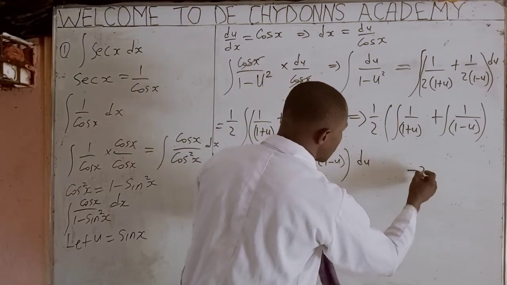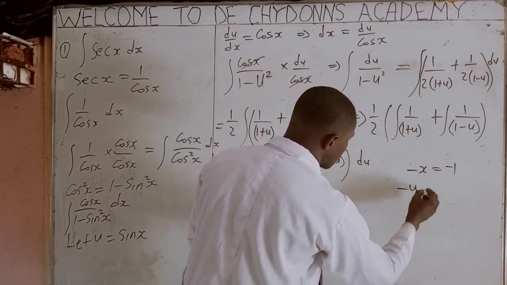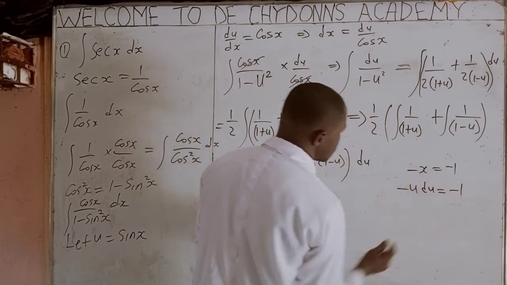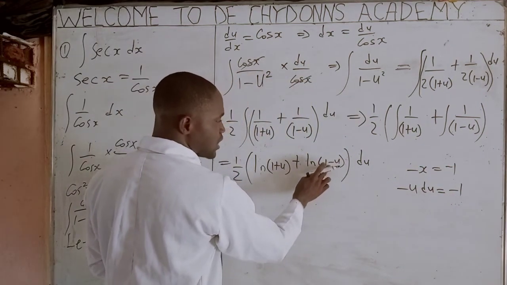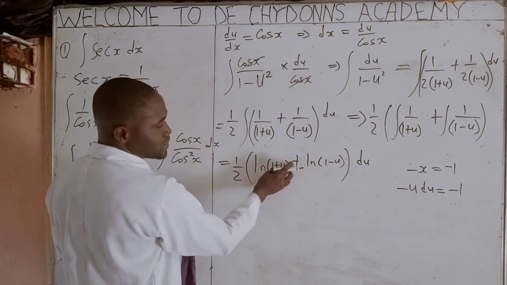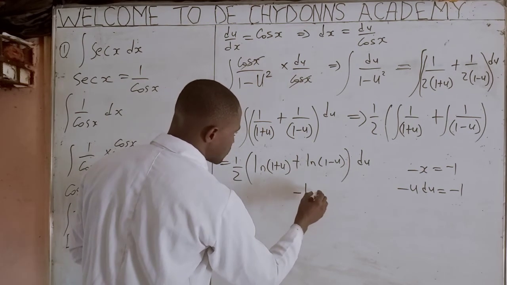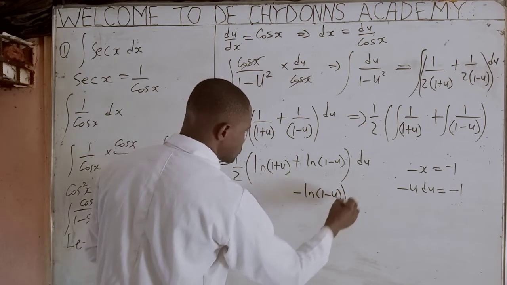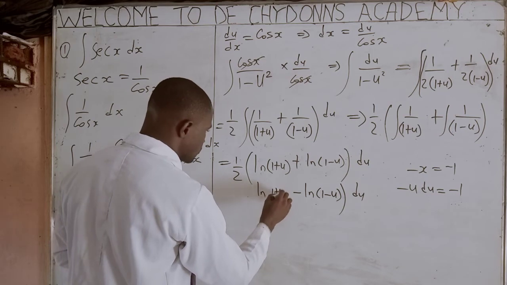If you differentiate minus u, du, it will give you minus 1. So that means if you are differentiating, it will give you minus 1. Use that minus 1 times this plus. It will be giving you minus, then 1 minus u, du, then 1 plus u.